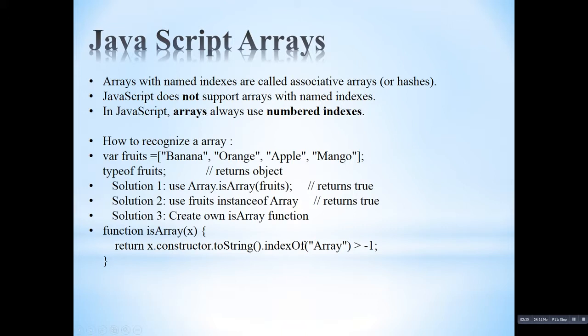You use Array.isArray(fruits), which returns true. So the isArray method of the Array class is used to recognize whether the object is an array or not. Or instanceof, you can use fruits instanceof Array. If this returns true, then fruits is an array.